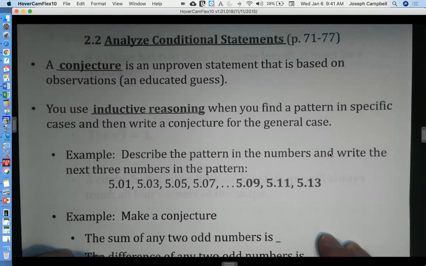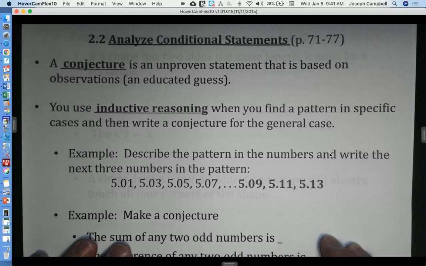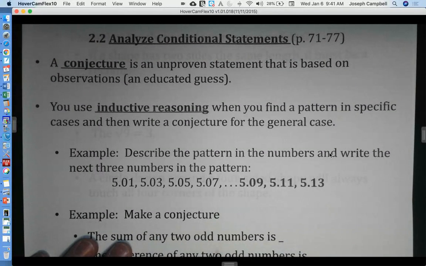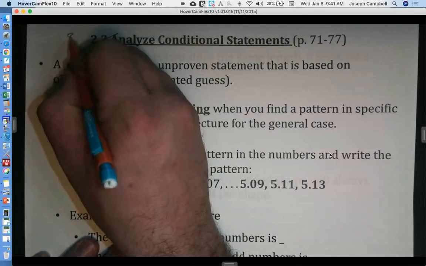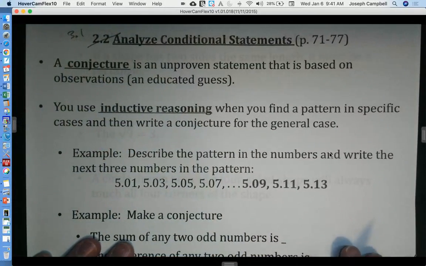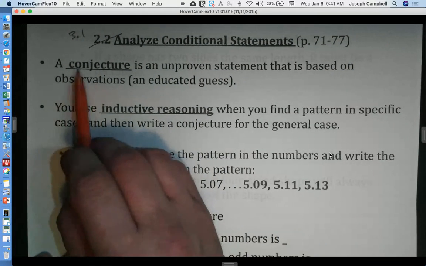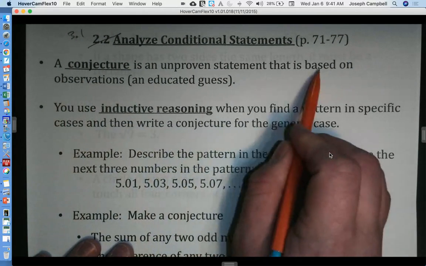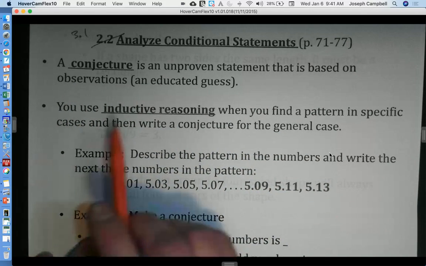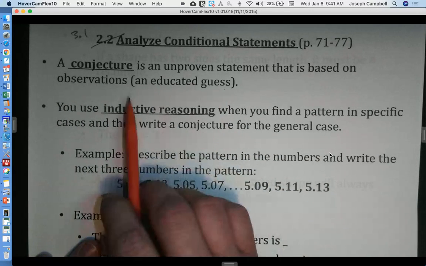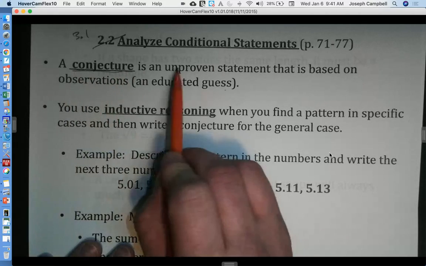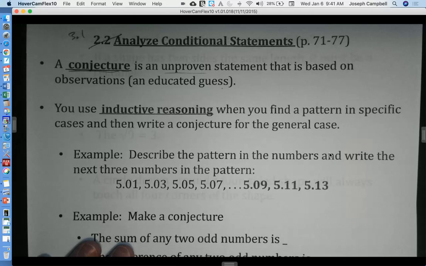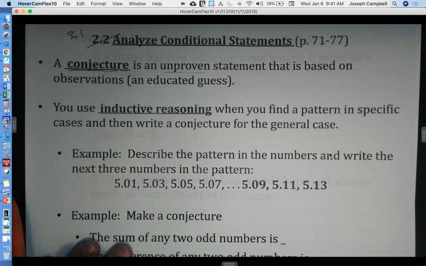Okay, so first, throughout the whole chapter, we have a whole lot of definitions. Now this is 2.2 in the text, but in our curriculum it's 3.1. So a conjecture. A conjecture is an unproven statement that is based on observations. So it's basically an educated guess based off observations, but it's a conjecture, which means it remains to be proven. It's unproven.